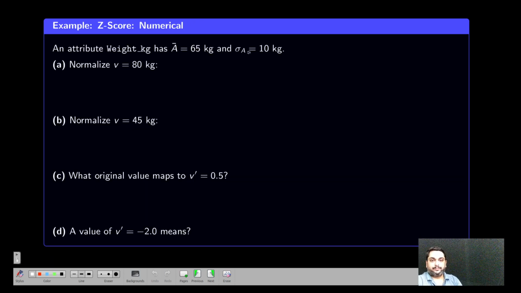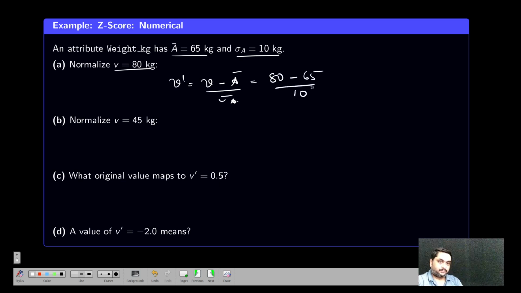For example, we have already given here the standard deviation and mean. So they are asking for normalized V equal to 80 kg. So how will you calculate? V dash is equal to V minus A bar divided by sigma A. So this is 80 minus A bar, which is 35, divided by 10. So this is 1.5. V dash, here V is 45 minus mean 65 divided by 10. You get negative values also. So minus 2.